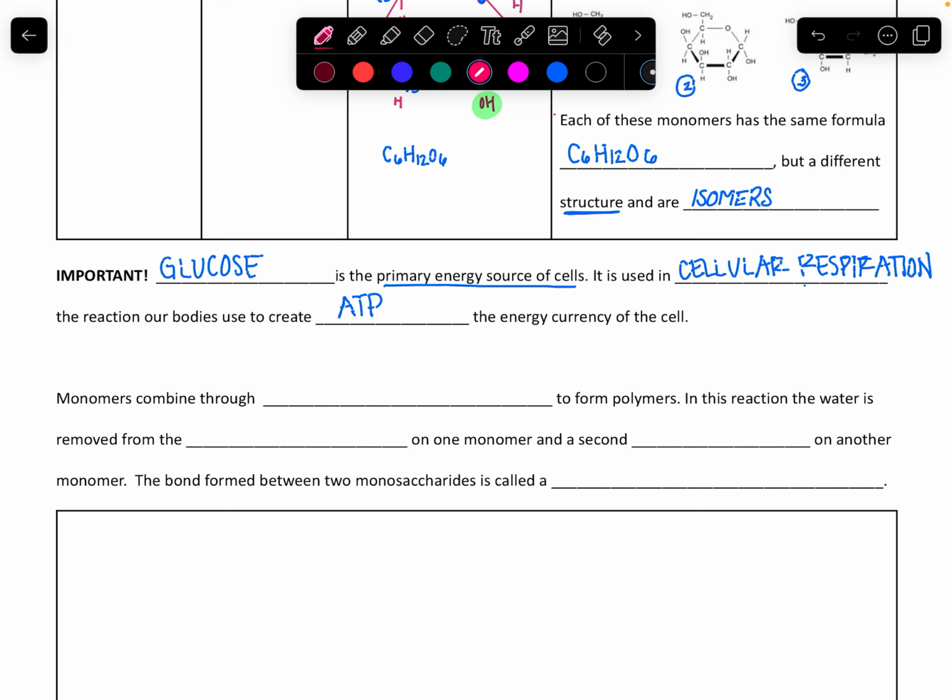So we already talked about this, but a little bit of review is that monomers are always going to combine through our building reaction that we call dehydration synthesis. So regardless of the type of monomer or building block we're looking at, we're always going to put monomers together through dehydration synthesis, okay? And remember, the monomers that we're talking about here are the monosaccharides. Okay. When we put those monomers together, they're forming our polymer, okay?